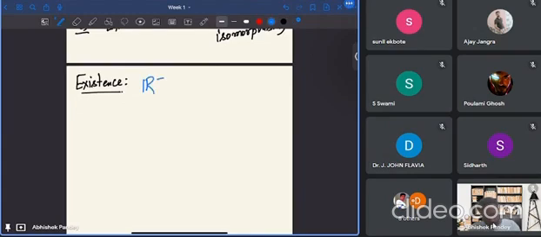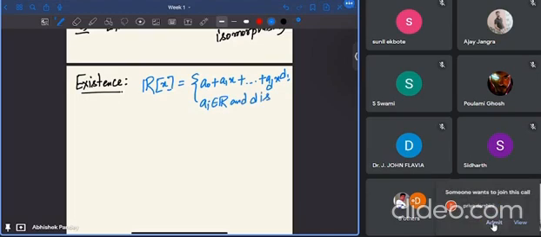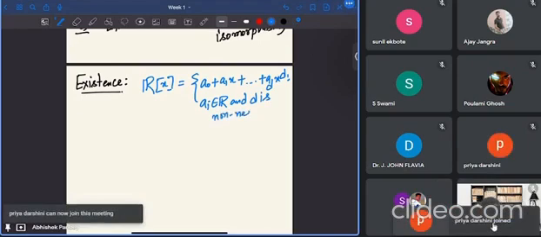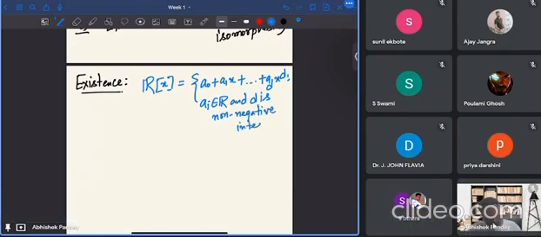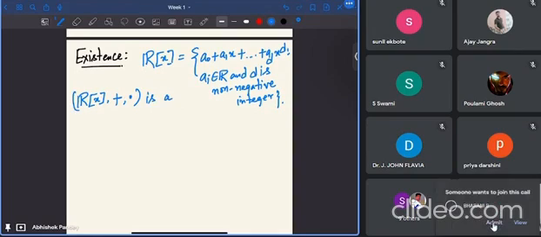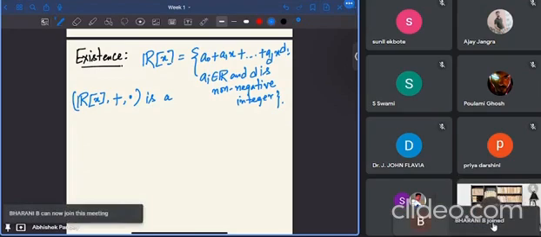Consider the set R[x], which is the collection of all polynomials a_0 + a_1 x + ... + a_d x to the power d, such that a_i belongs to R and d is a non-negative integer. Again these are basic facts, and you can go through any book on algebra. This is a commutative ring with identity.